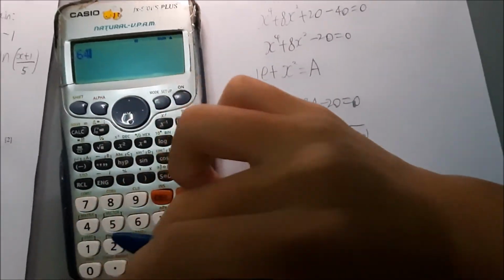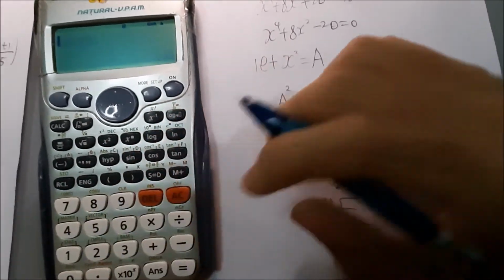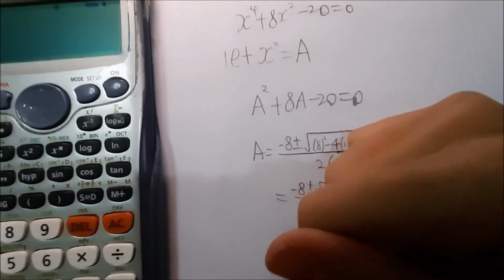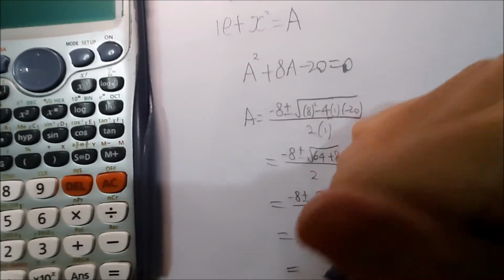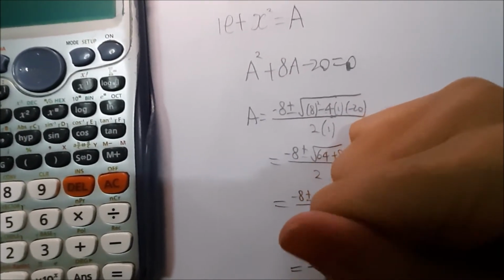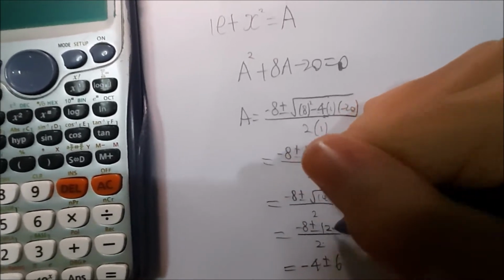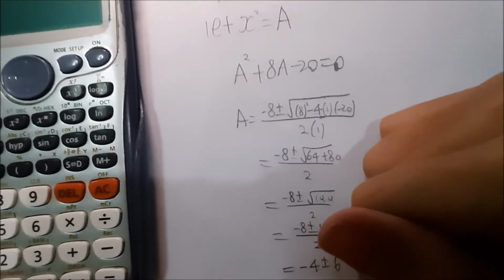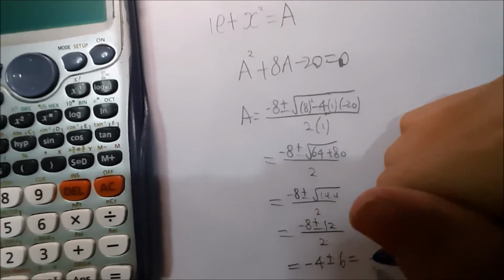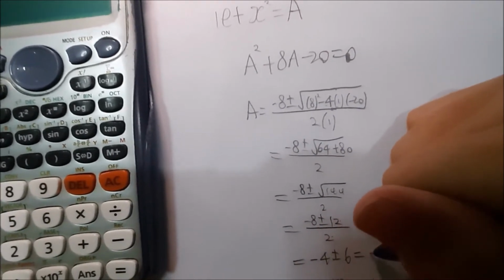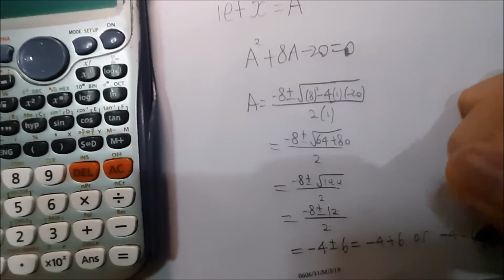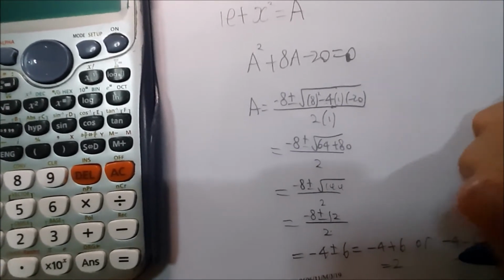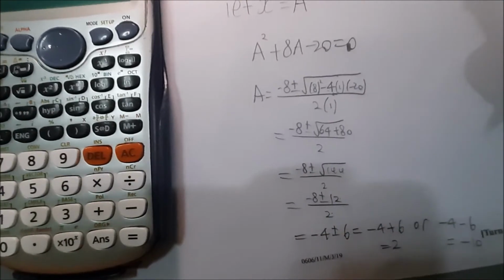So it's 64 plus 80 is 144. And this gives you 12. So this would be minus 4 plus minus 6, as I just divide them by 2. So the first answer can be minus 4 plus 6 or minus 4 minus 6. So minus 4 plus 6 is 2, and minus 4 minus 6 is minus 10.